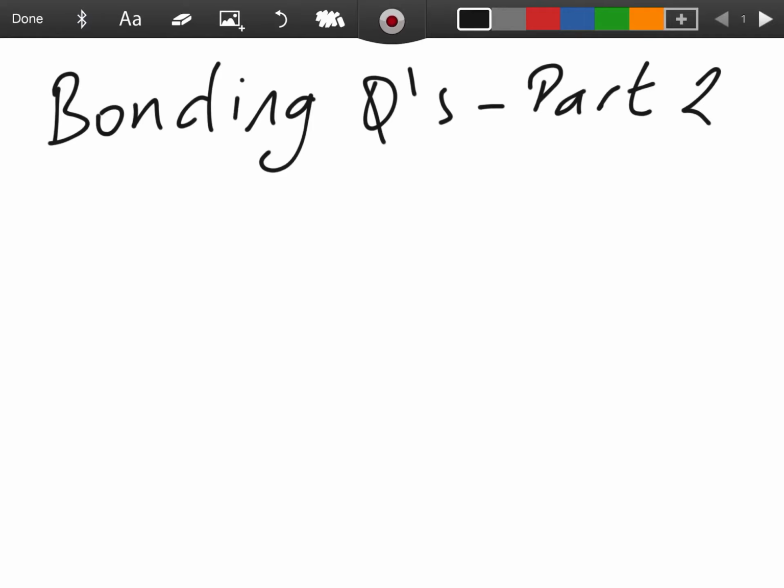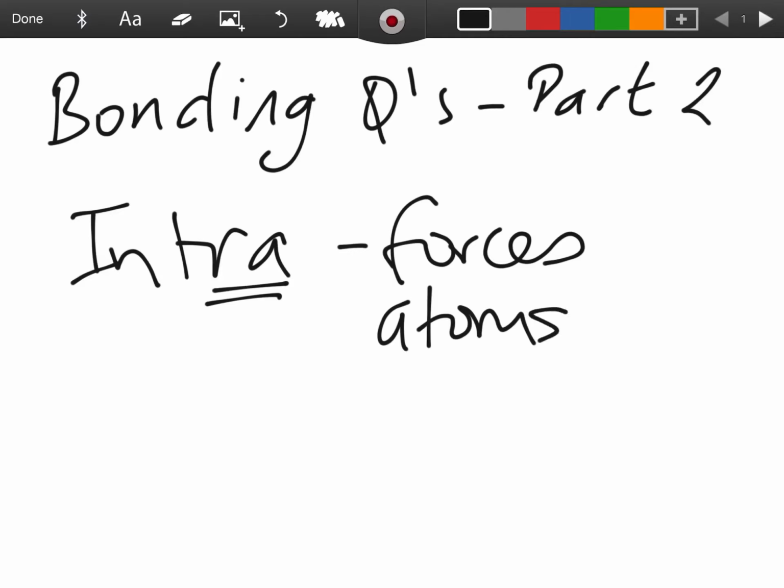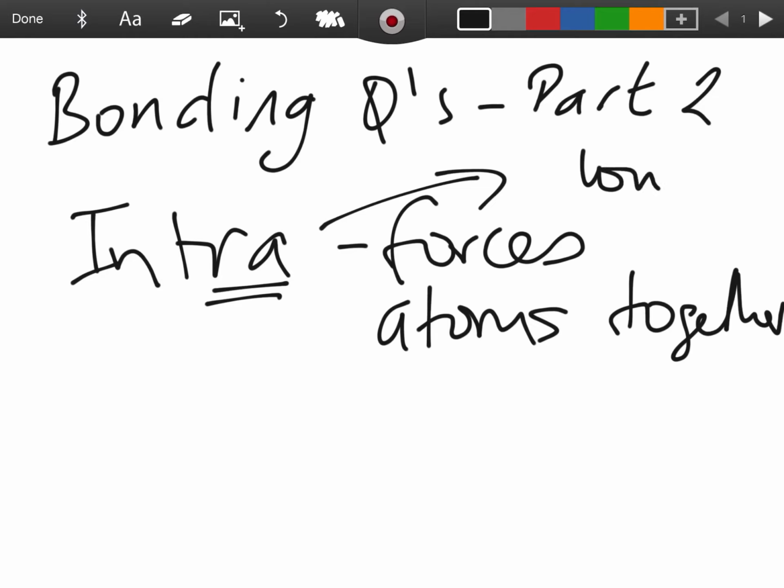To the bonding questions that I gave you the last day. So the first thing you were asked to do was distinguish between intramolecular and intermolecular forces. Now, let's remember, intramolecular forces are forces that hold atoms together within a molecule. So examples of those would be ionic or covalent.